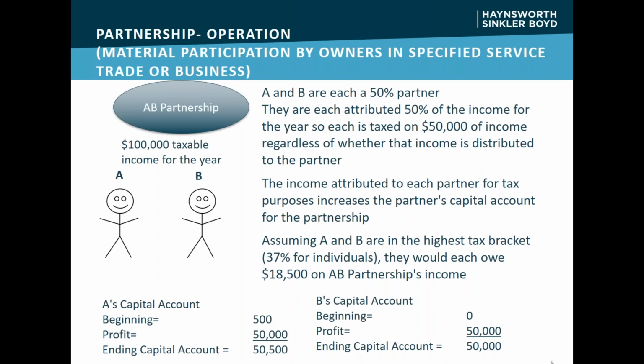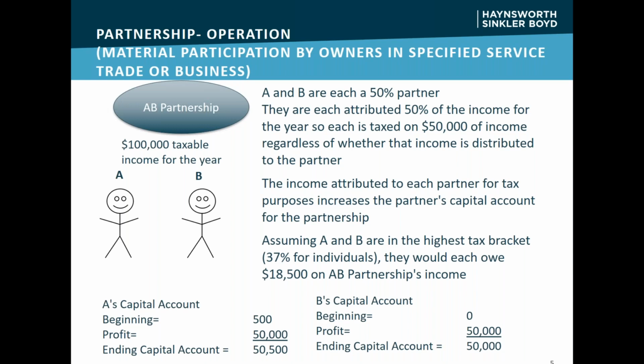So here, this is an example for a partnership that is engaged in a specified service trade or business. A specified service trade or business is defined to be engaging in services in the fields of health, law, accounting, actuarial science, performing arts, consulting, athletics, financial services, brokerage services, or any other trade or business where the principal asset of the trade or business is the reputation or skill of one or more of its employees, which is basically a service provider.